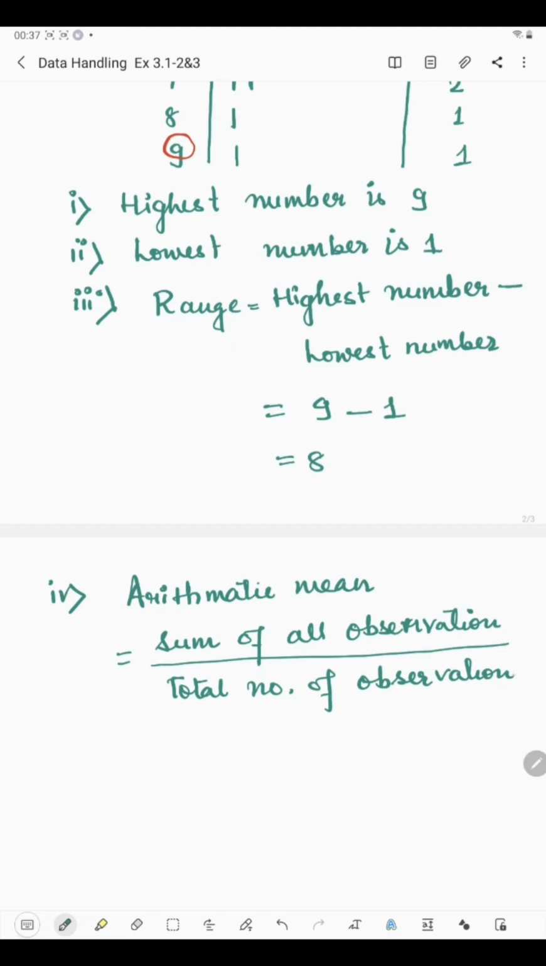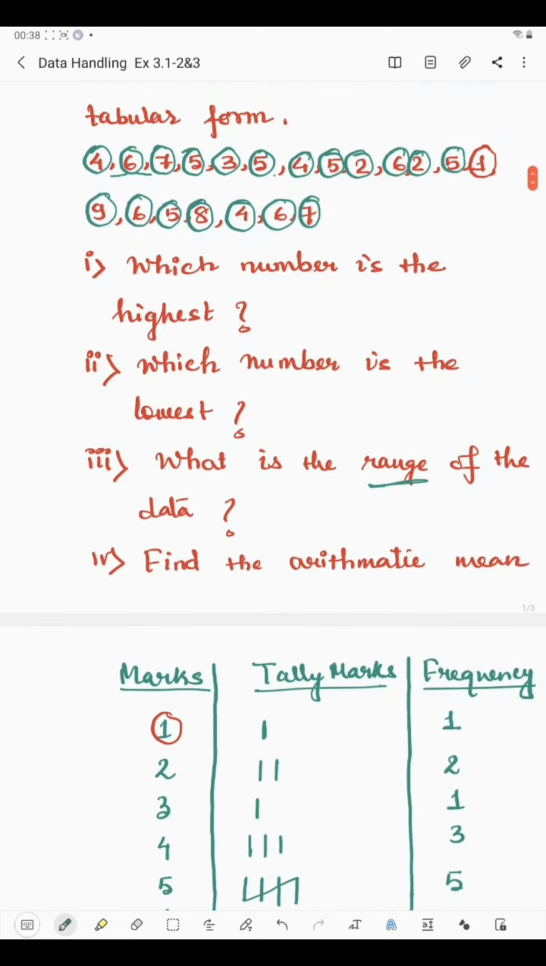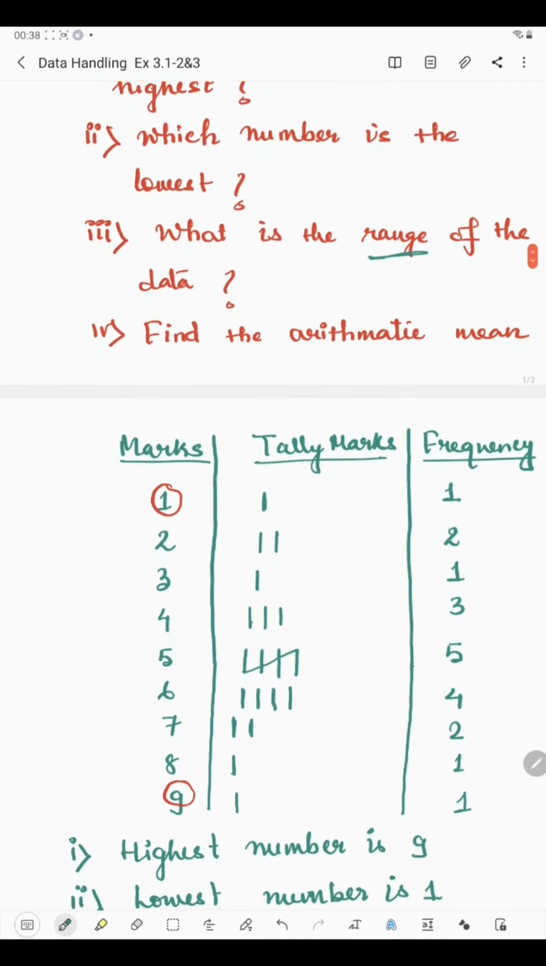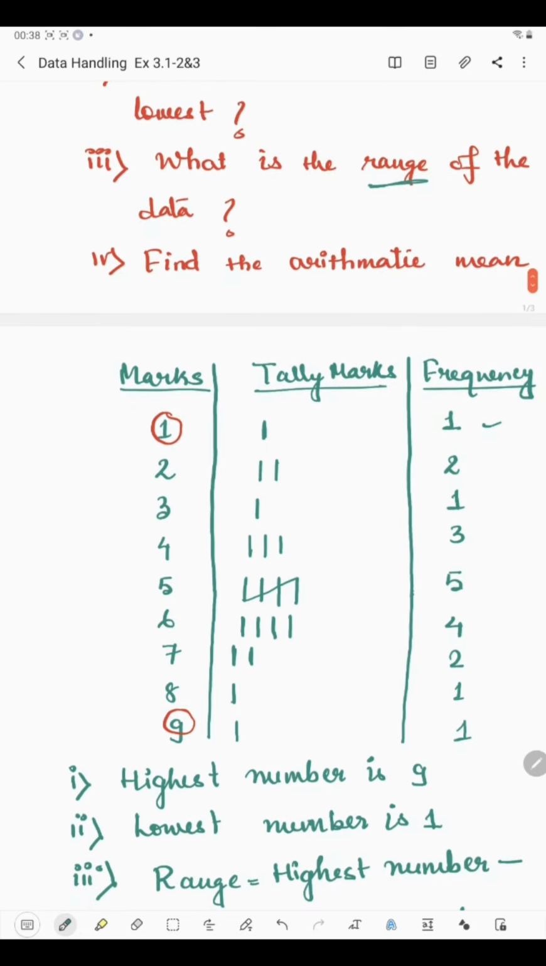So arithmetic mean we can get by dividing the sum of all observations by the total number of observations. The sum of all observations we can get by adding all the digits from the data, but this we have already written in tabular form. So here we know that 1 appeared 1 time, 2 appeared 2 times. So from here also we can write.